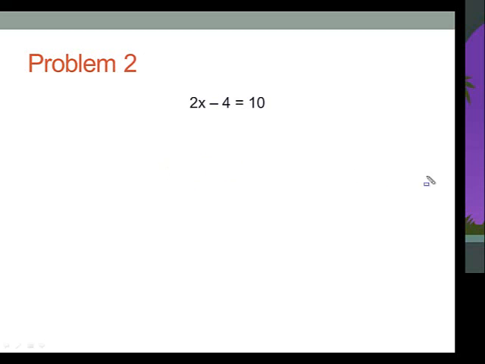Here's problem 2. Slightly harder, but not that much. So now it's 2x minus 4, remember this is negative 4, equals 10. Remember we have to add or subtract. Now, most people might want to divide and simplify the whole thing. But based on how we learned to do our equations, we have to add or subtract. So here we would add 4 once more. So 2x equals 14.